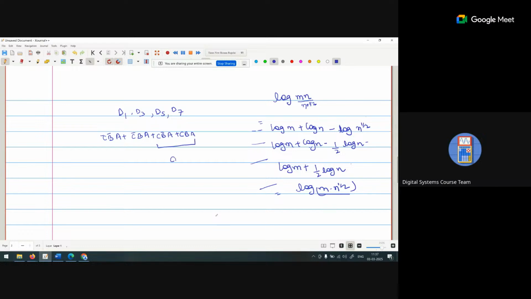From this one I am taking CA as common, and from this one I am taking C bar A as common. So it becomes B plus B bar. Now from these two I am taking A as common. So C plus C bar is 1. So the solution is A. Sir, if we take BC common from first and last, B bar C bar.